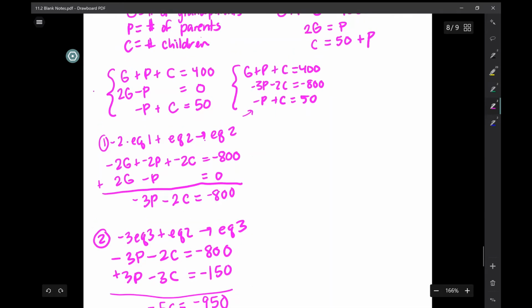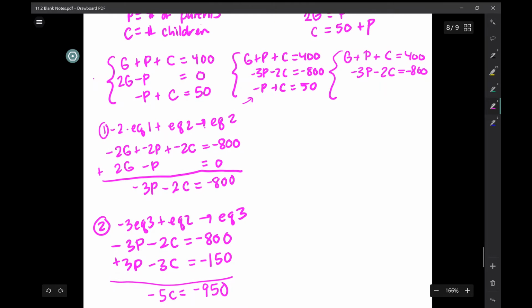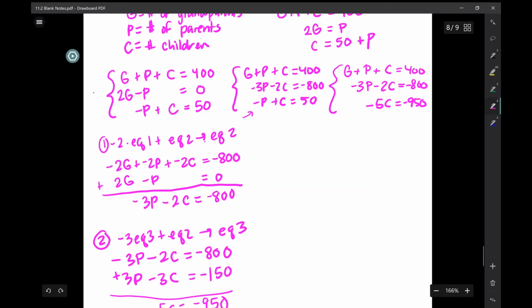All right, so we have our system of equations. G plus P plus C equals 400. Minus 3P minus 2C equals minus 800. And finally, minus 5C equals minus 950. We can solve this starting at the bottom. Minus 5C equals minus 950. Divide both sides by negative 5, and you get C equals 190.